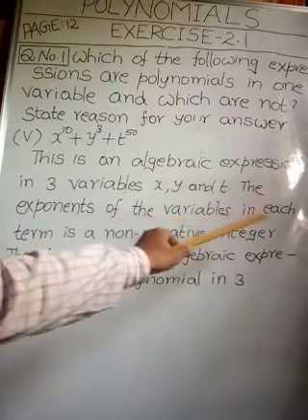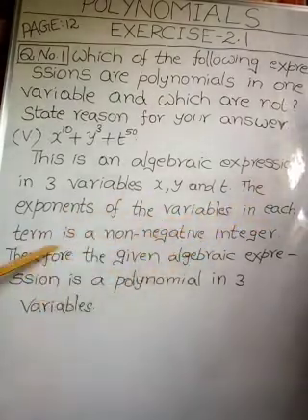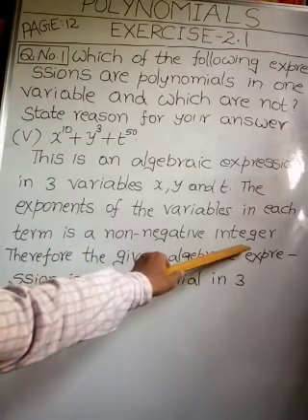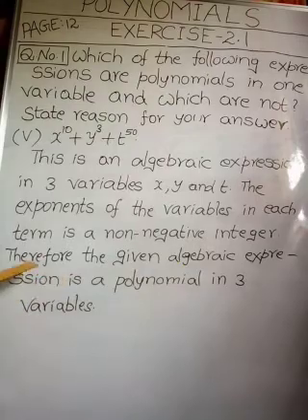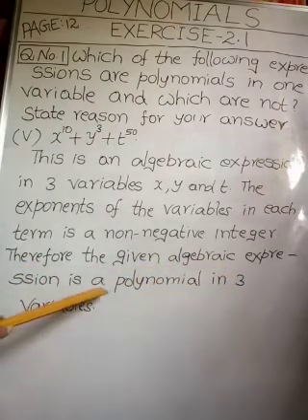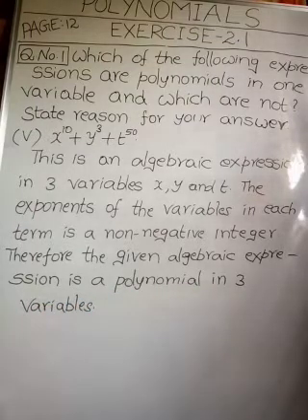Therefore, I wrote this sentence: the exponents of the variables in each term are non-negative integers. Understood this sentence, my dear children? Right. Therefore, the given algebraic expression is a polynomial in three variables, not in one variable. It is a polynomial, but in three variables. Understood, my dear children? Right.